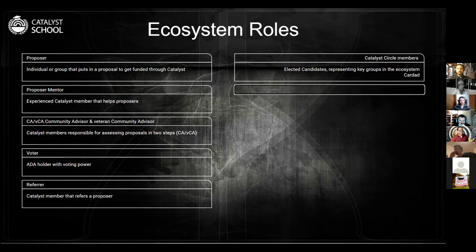So this is a different group that usually you have to have some experience from Catalyst itself and from Cardano. So you can apply, there are some elections, and you can be there as a representative. And this is now a compensated or incentivized role as well. The first one, Catalyst Circle, the first version was voluntary.